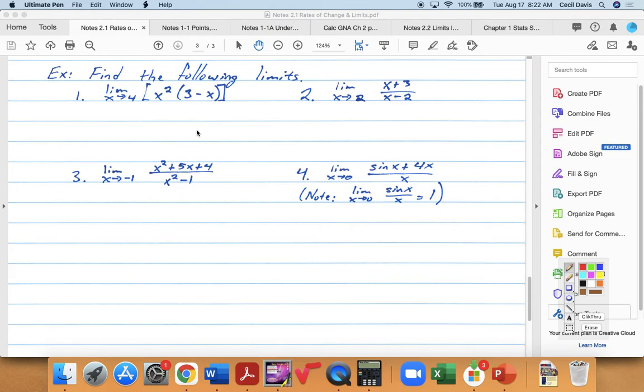And let's use big boy words now, shall we? Can you substitute x? Thank you. Let's substitute 4 for x.